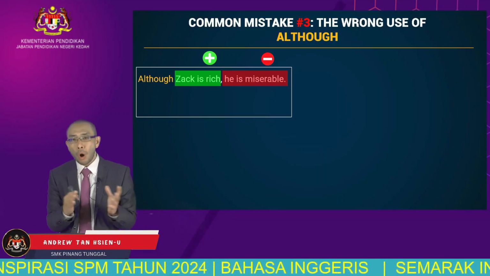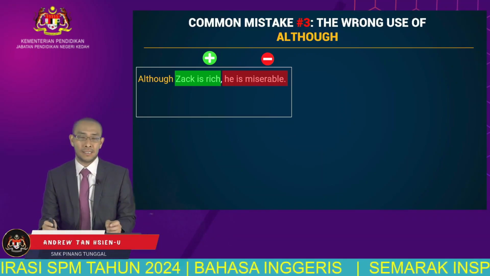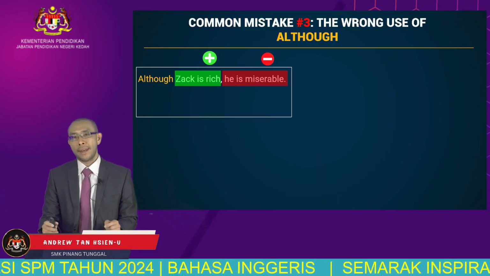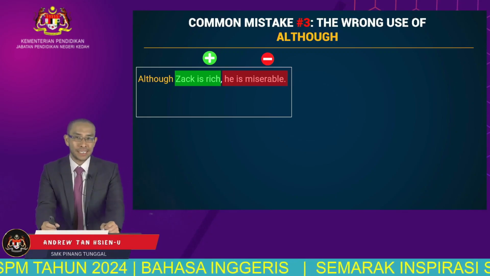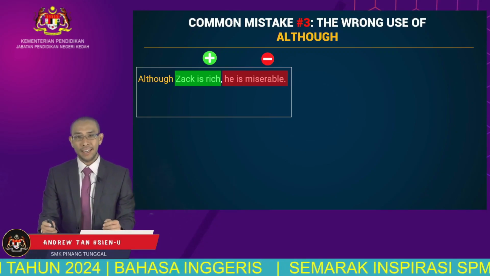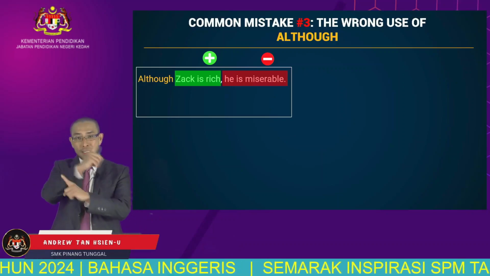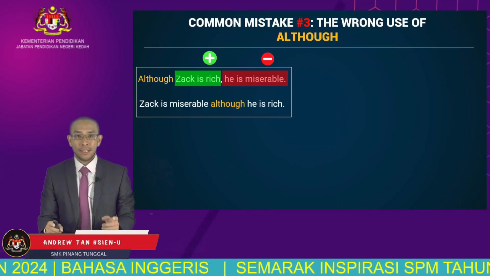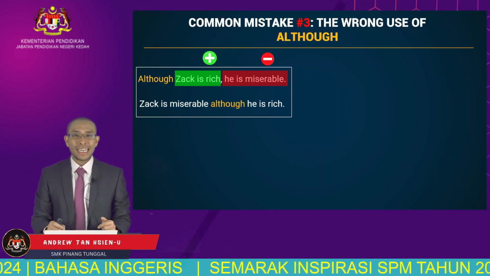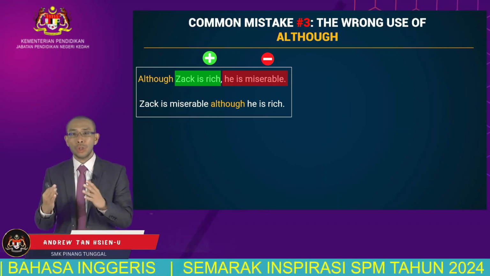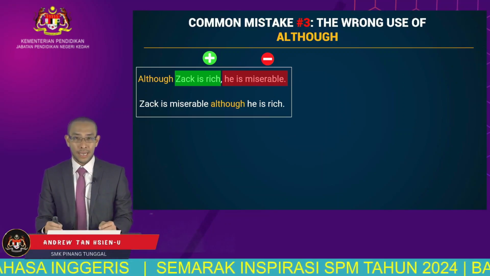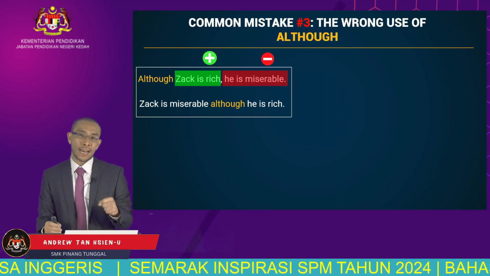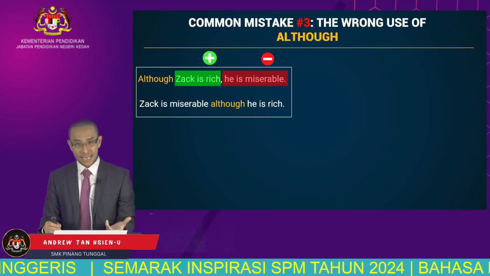So we use although to join these two sentences, all right, into one. Although here in Bahasa Melayu means walaupun. Okay? Now, you can invert the structure. You can write it like this as well. Zach is miserable although he is rich. Okay? Zach tidak gembira walaupun dia kaya.